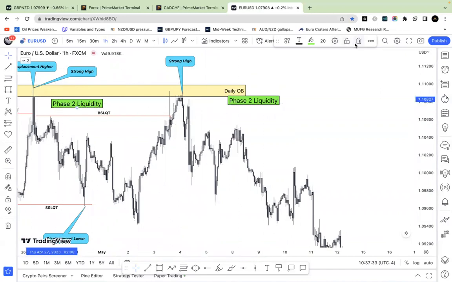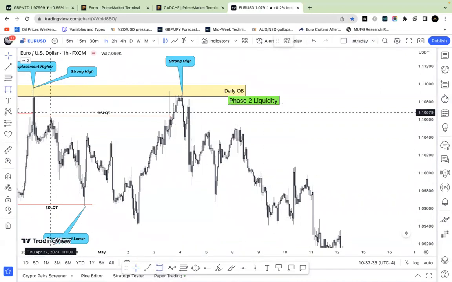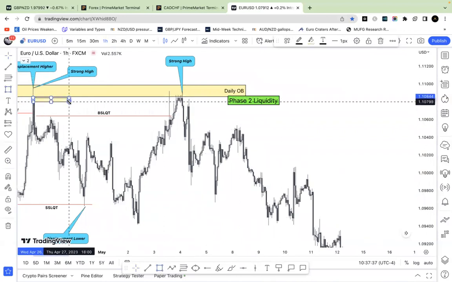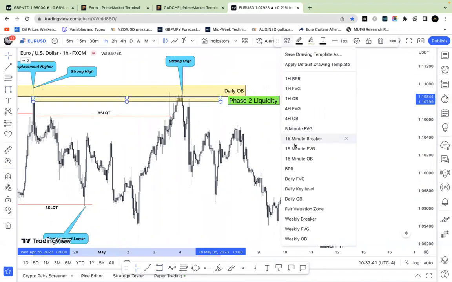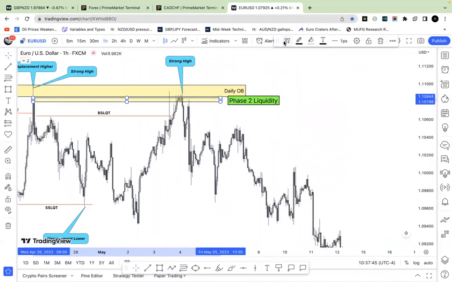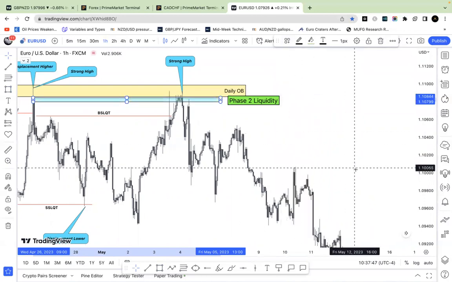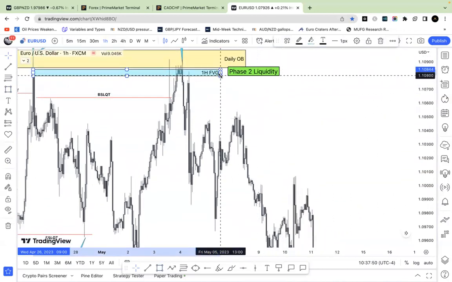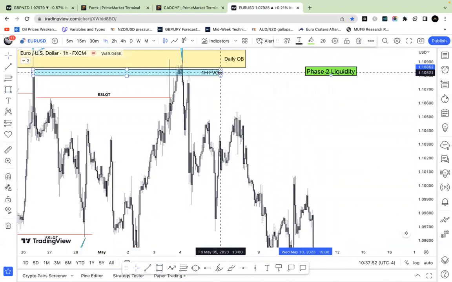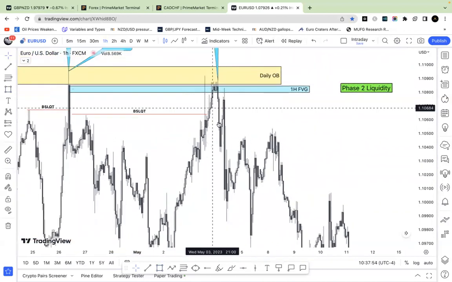I'm just going to draw this in for example purposes, but let's just say you had a 15-minute or 1H imbalance right here, for example. Or let's just say a 1H order block. Oh, come on, you're not going to see. So you have a 1H imbalance right there, for example. And let's just say that was filled and you had a continuation. That's an easy buy or easy sell, my bad.